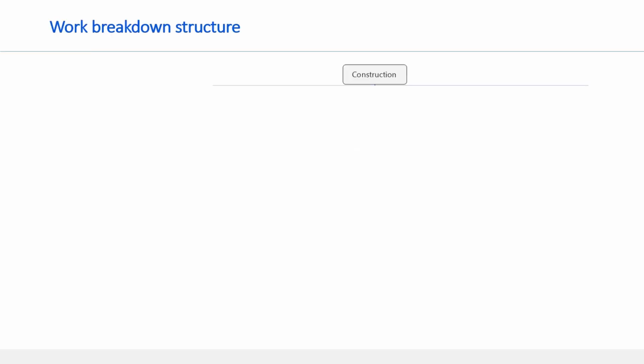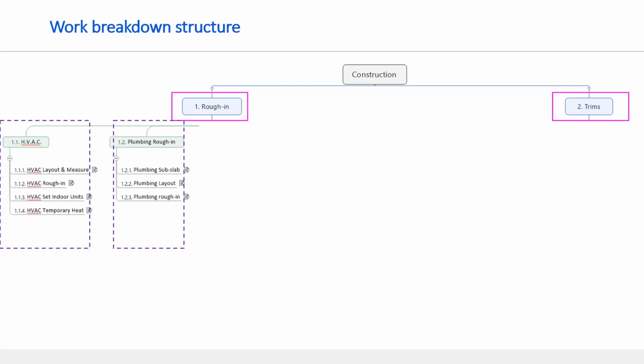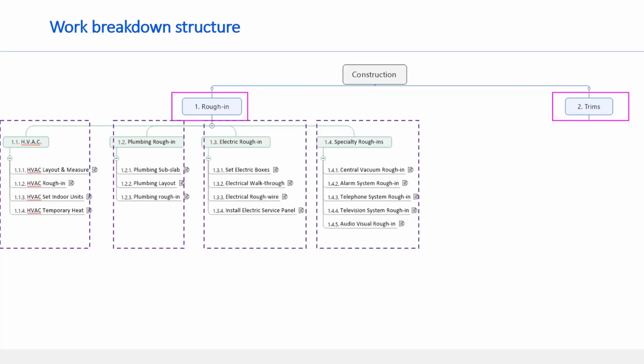On the top, you have the project title as construction. You divide the project into two major deliverables: first, rough-in, and the second one, trims. From there, you divide the project components into four major packages such as HVAC, plumbing rough-in, electrical rough-in, and specialty rough-in. The HVAC is further divided into activity level.